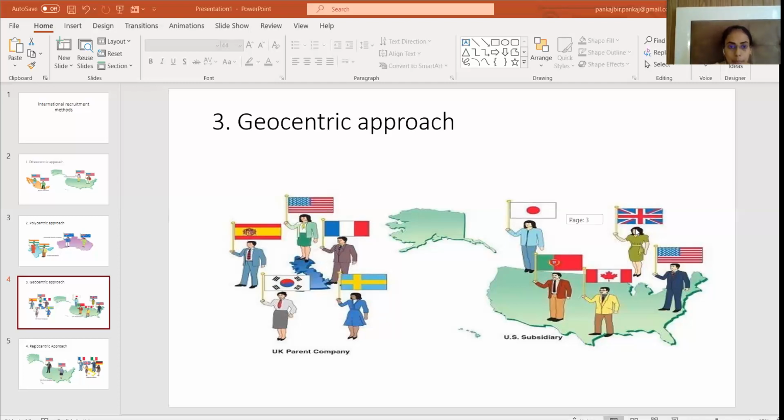In the example of the geocentric approach, you can see that the parent company is from the US, and they recruit many key positions in the various host countries, from various countries' headquarters like the US, Canada, and so on.